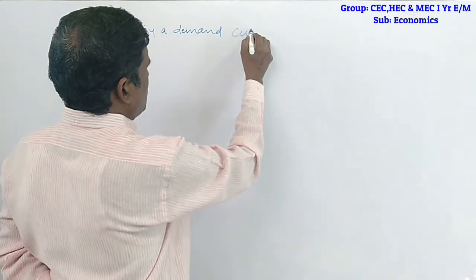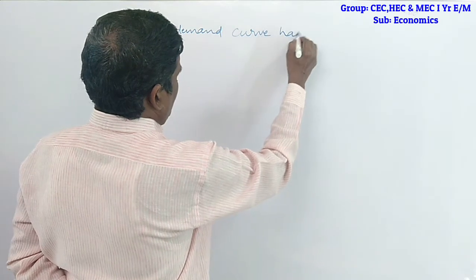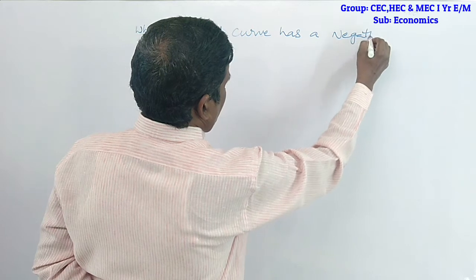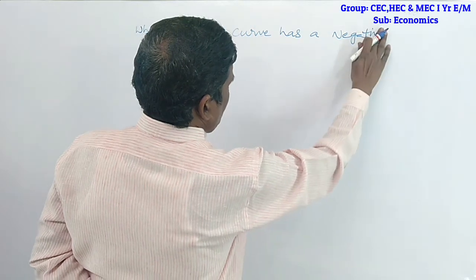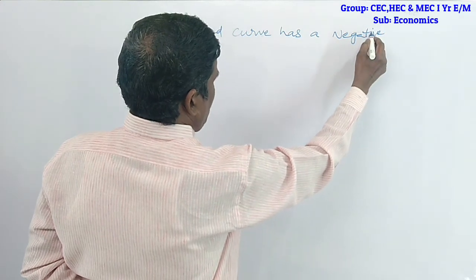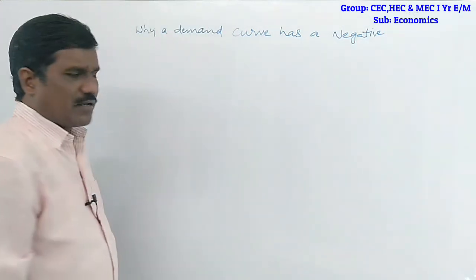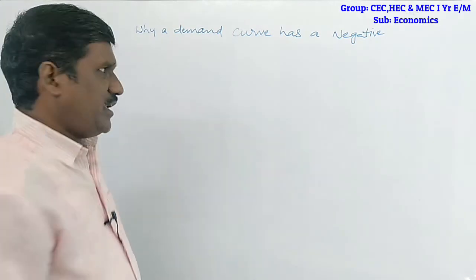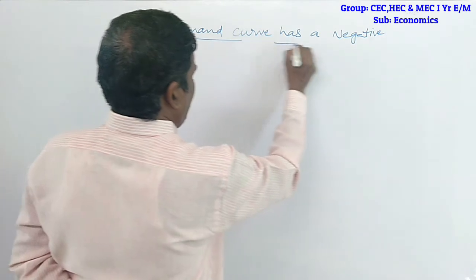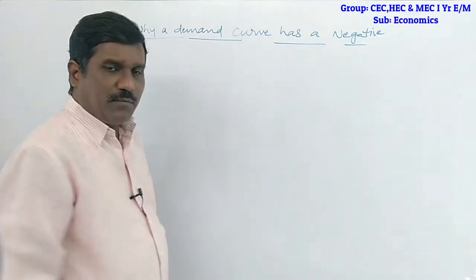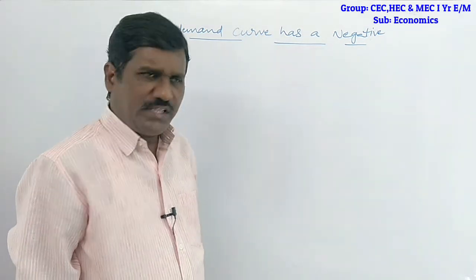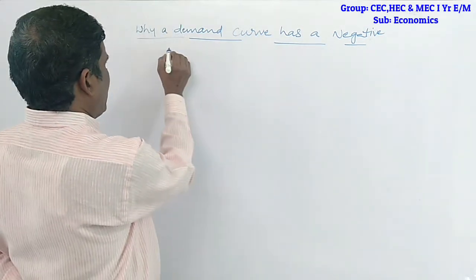Demand curve has a negative slope. Why, sir? What are the reasons the demand curve slope is negative? Before that, we want to know about the demand function. What is the demand function? Let me analyze it clearly.